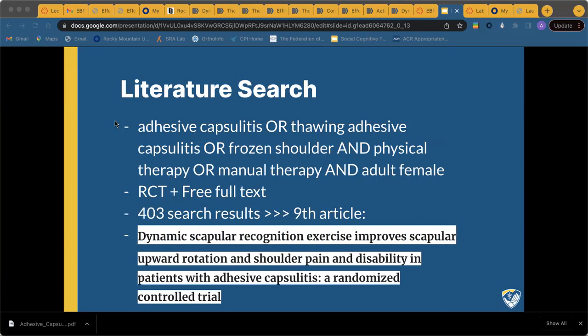The 9th article was the one that I chose, titled Dynamic Scapular Recognition Exercises to Improve Scapular Upward Rotation and Shoulder Pain and Disability in Patients with Adhesive Capsulitis, a randomized controlled trial.